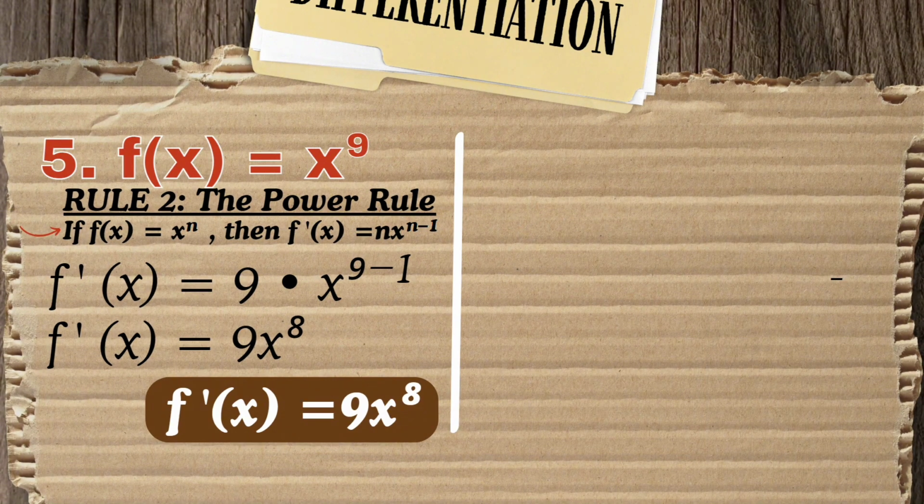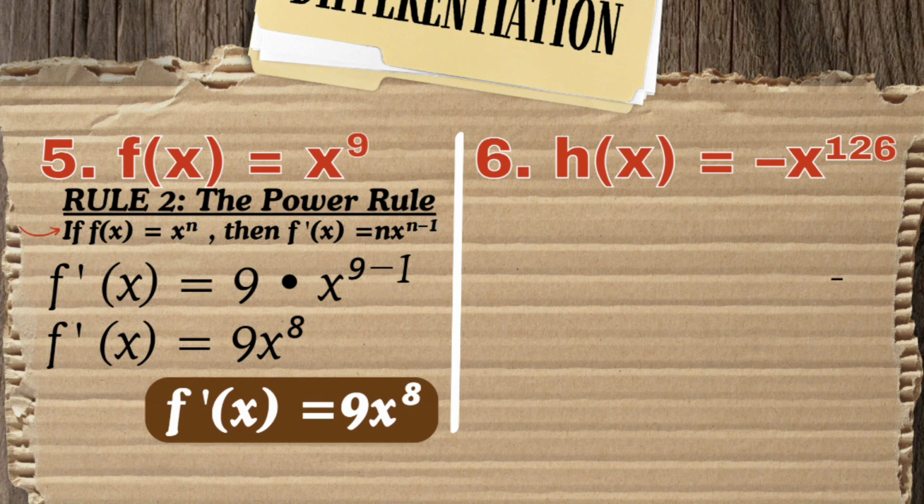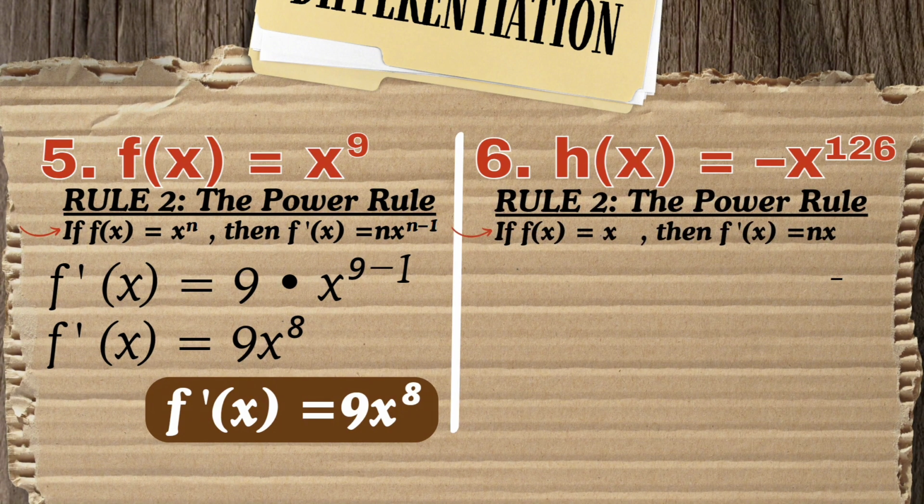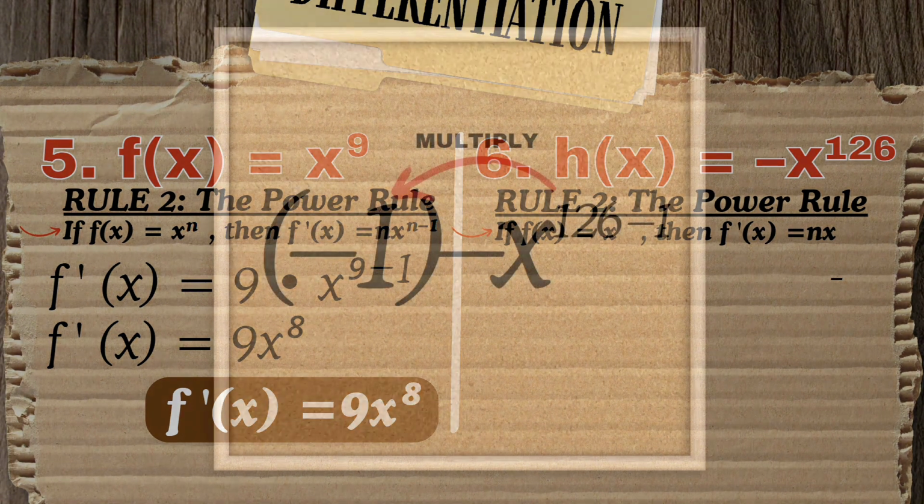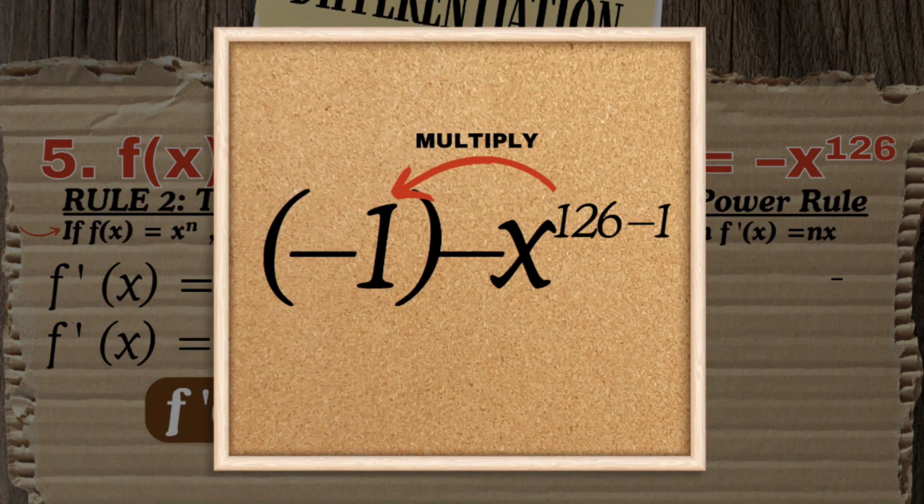For number 6, we have here h of x is equal to negative x raised to 126. On this function, same process lang din sa number 5, where ang gagamitin ay rule number 2, which is the power rule. So, to find the derivative, we'll multiply the exponent, which is 126, to the numerical coefficient, which is negative 1. So, 126 times negative 1 is equal to negative 126.